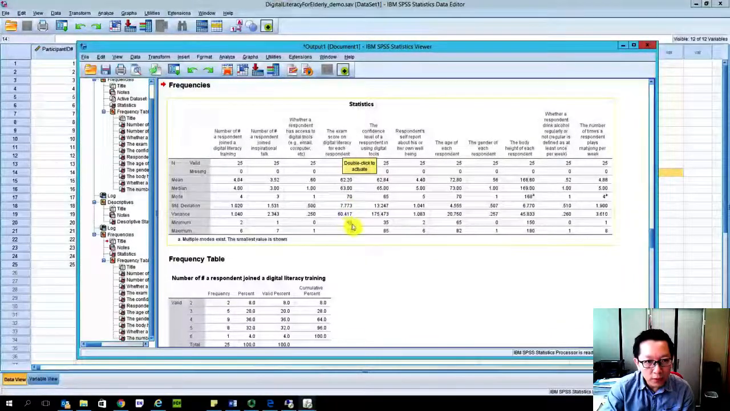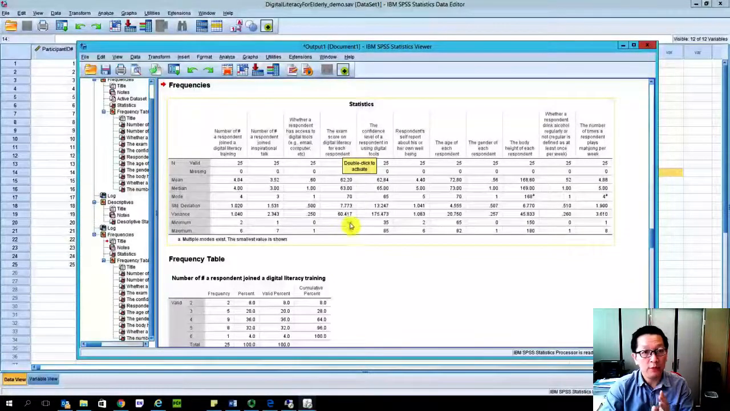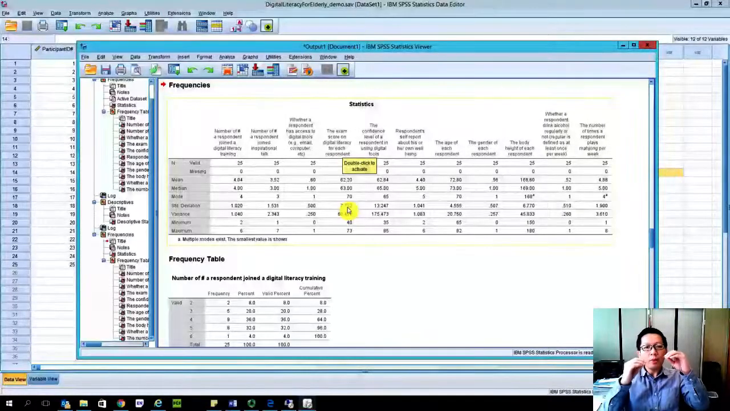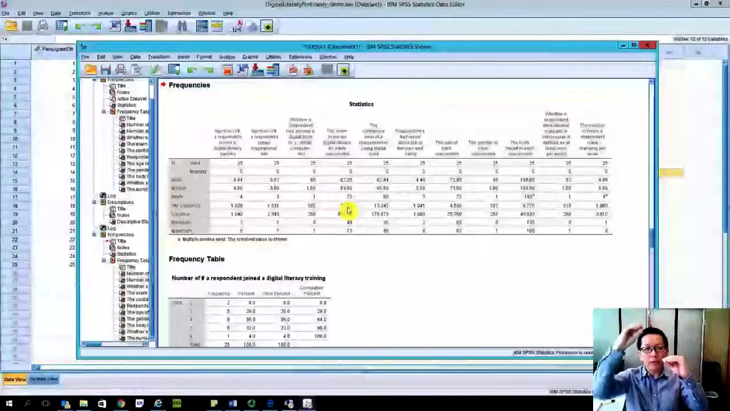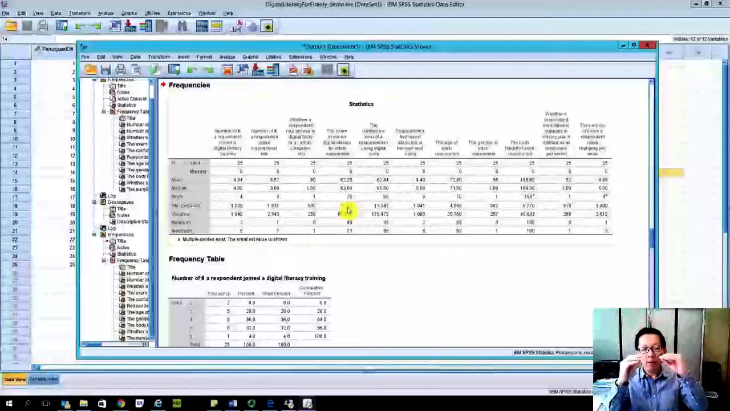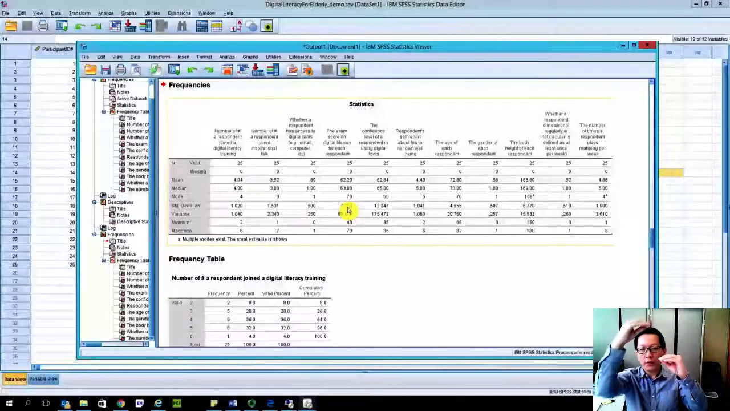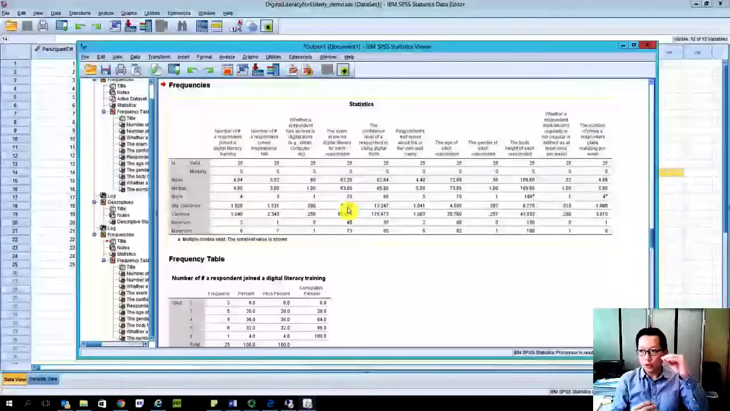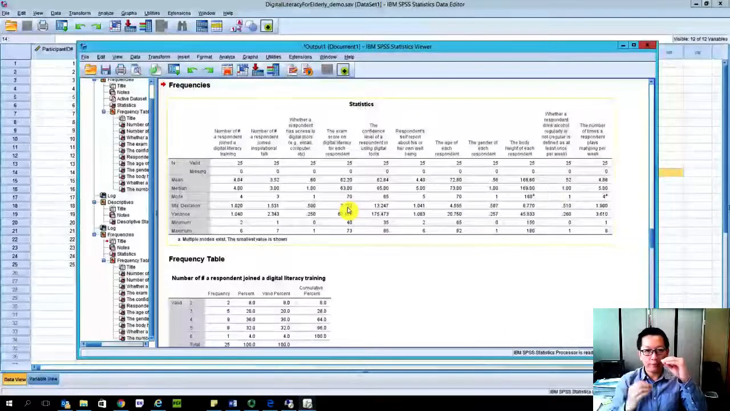The minimum is 40, the maximum is 73. So the highest score among all the elderly in this sample, in this study, is only 73, and the minimum is 40. So that standard deviation of 7.7 means how much people vary from the mean value. The mean value is 62.2, right? How big is the variation of the people who are above 62.2 or below 62.2, because the mean value for the digital skills or the exam score is 62.2, right?